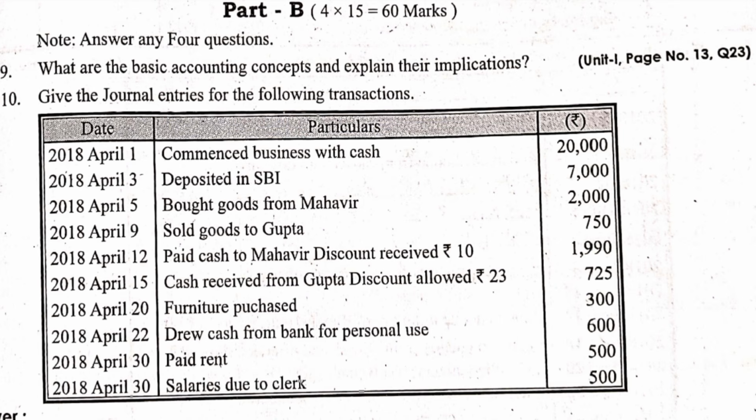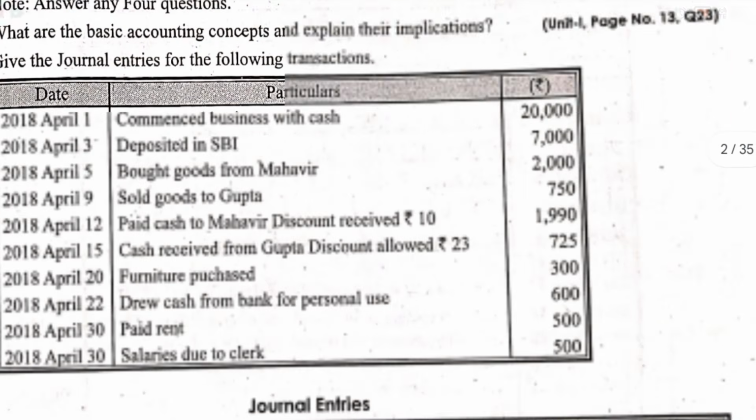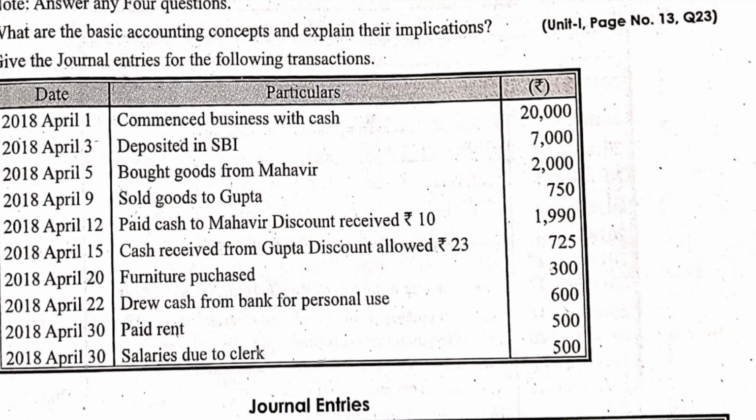Next, student, paid rent. If we are paying rent, cash is coming in or going out? Cash is going out. So rent account debit to cash account.